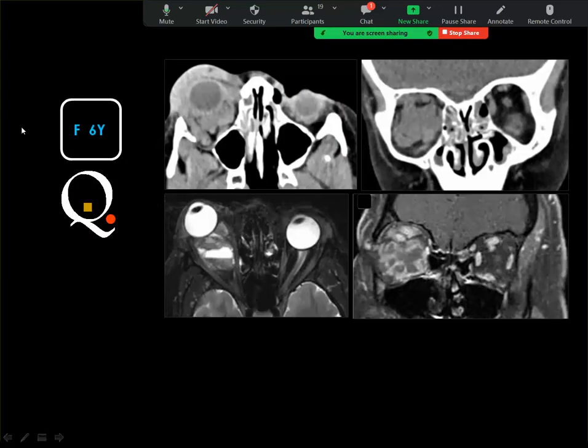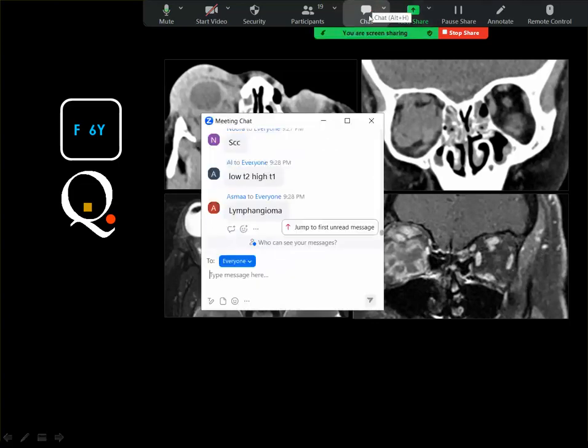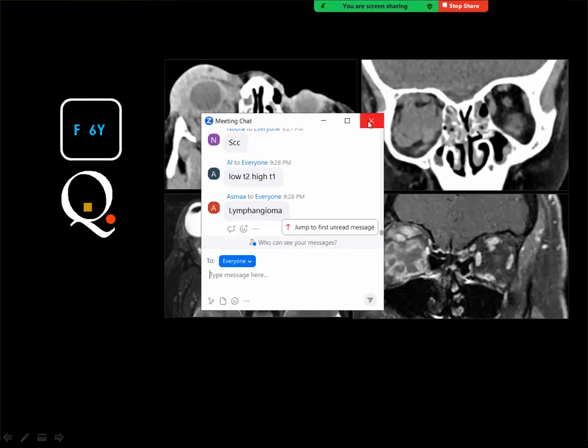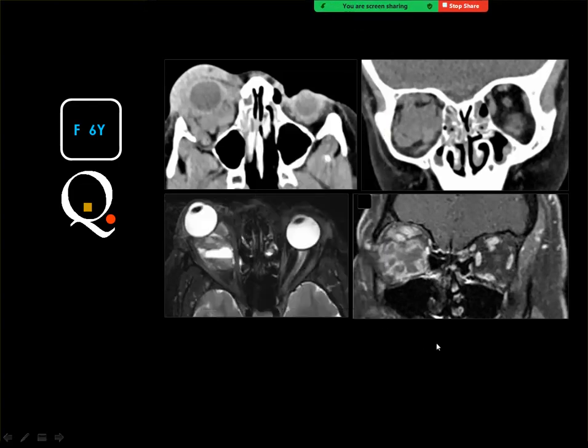This case is a female child, 6 years old, and these are orbital CT scans, axial and coronal, and the orbital MRI. This is axial T2, and this is coronal T1 post contrast with fat saturation. Yes, the answer is right, and this is lymphangioma because of the fluid levels.